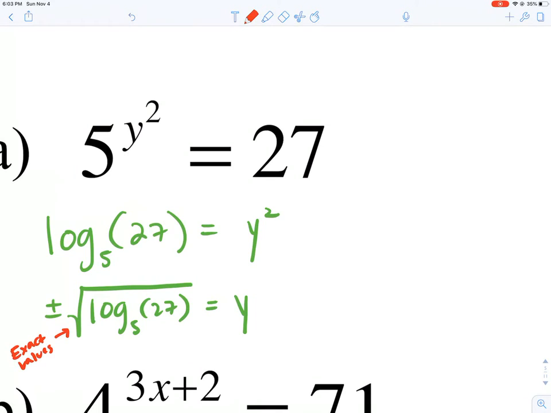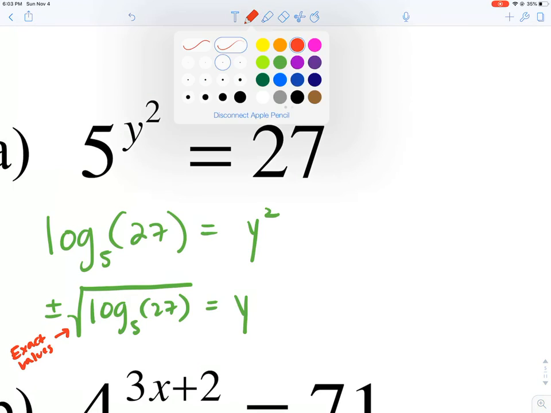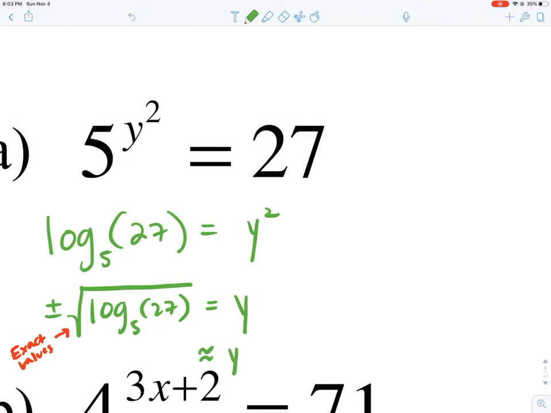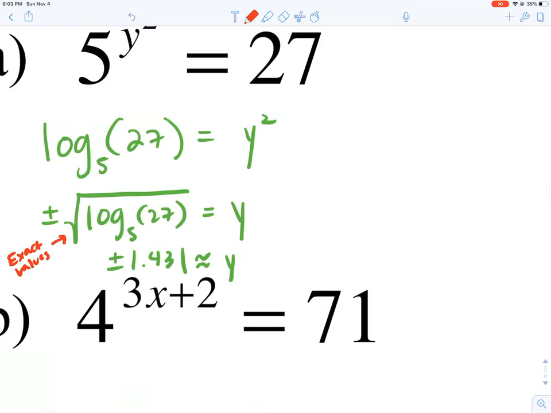On your test, I'm going to ask you for the exact values and then also the decimal approximations. So then, to get the decimal approximations, let's go ahead and type in the square root of log base 5 of 27. So we end up with y is approximately plus or minus 1.431. Okay, so that would be the decimal approximation.